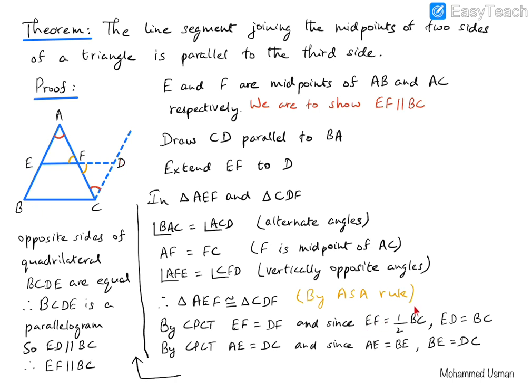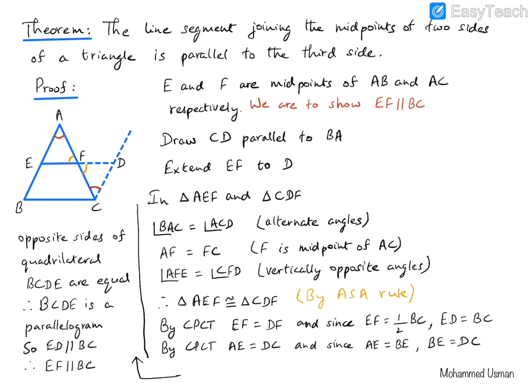So EF is half of BC and EF is equal to DF, so total ED must be 2 times EF. So 2 times EF is nothing but BC. So the line ED is equal to the line BC, the base of the triangle. Okay, how do we get that? By CPCT, we get EF is equal to DF. So this line EF is equal to this line DF. So therefore ED becomes equal to BC.